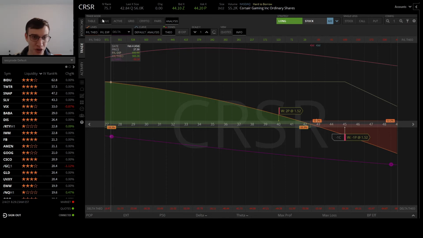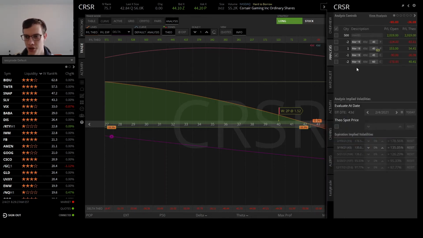So we are here in the Tastyworks platform, and this option right here is the 45 call for the March monthly expiration, 43 days from now, and we are short. That's what this negative symbol means. Remember on the AMD you saw a positive number? Well, if you have a negative number, it means you're short.